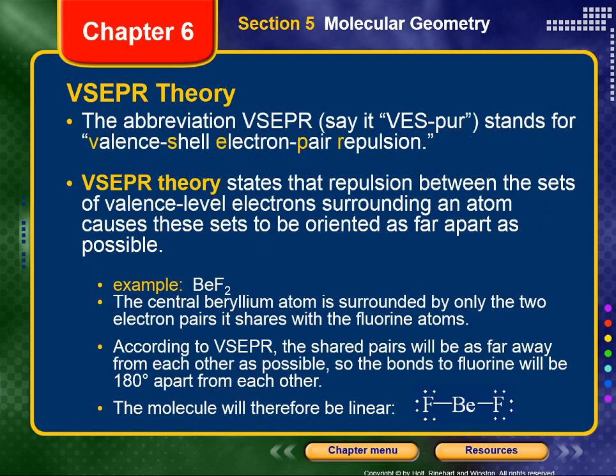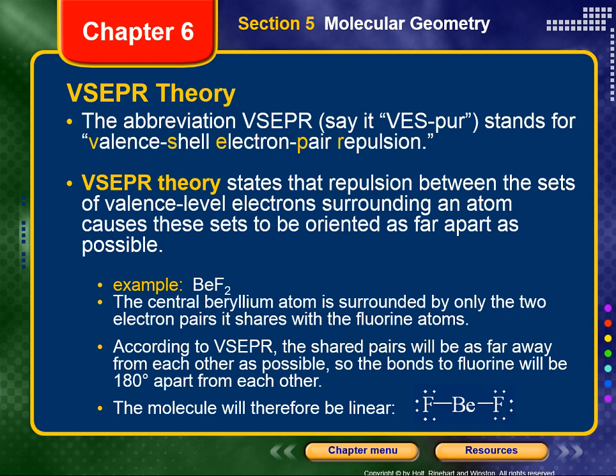The abbreviation VSEPR stands for valence shell electron pair repulsion, referring to the repulsion between pairs of valence electrons of the atoms in a molecule. VSEPR theory states that repulsion between the sets of valence level electrons surrounding an atom causes these sets to be oriented as far apart as possible.